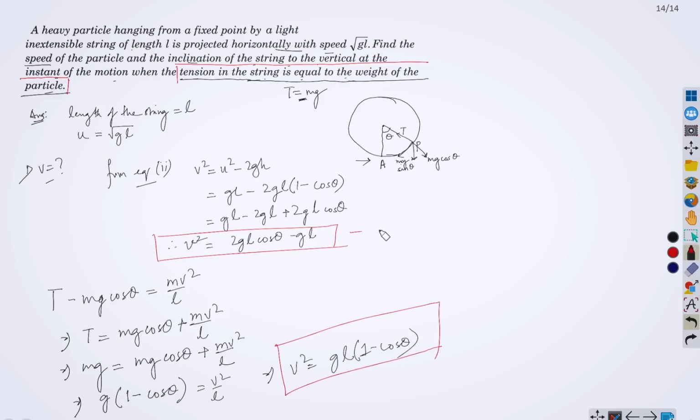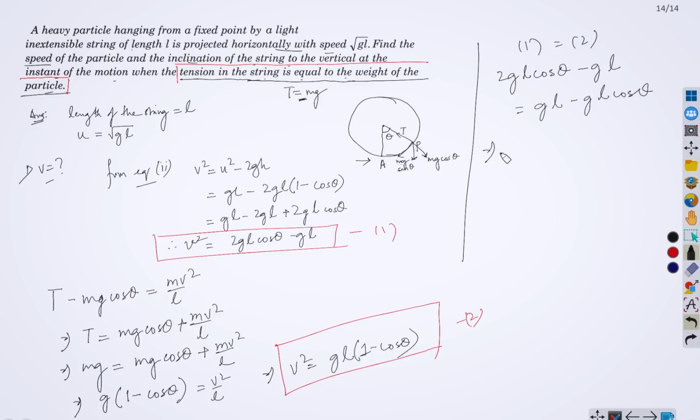So see, these two equations, 1 and 2, we can equate, because these two are the same. Therefore, this gives us 2GL cosine theta minus GL equals GL minus GL cosine theta. Simplifying, from here we obtain our cosine theta as 2 by 3, yes? So we have our cosine theta.